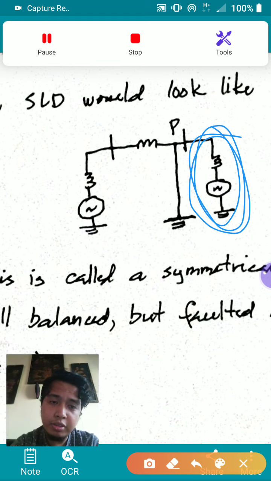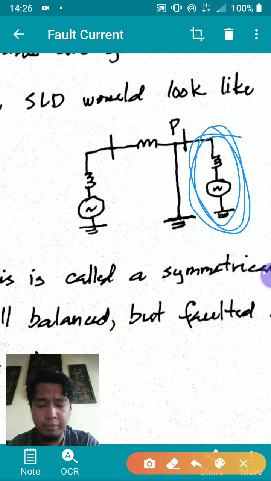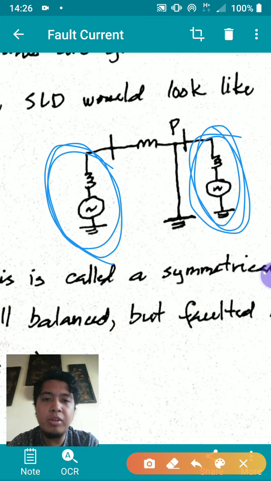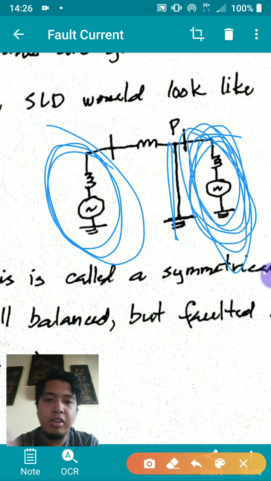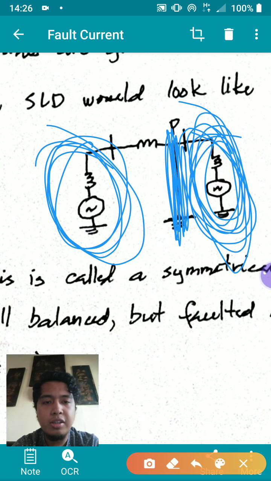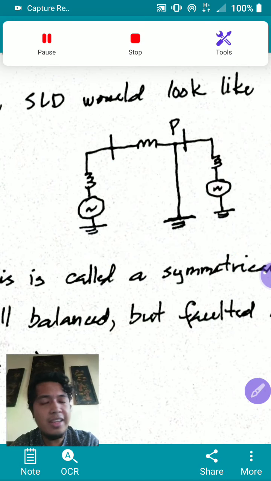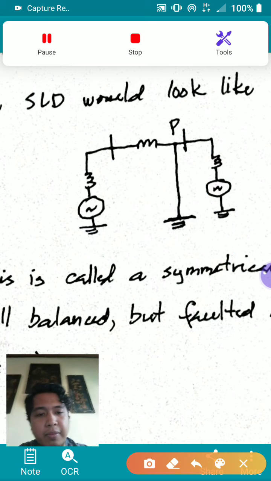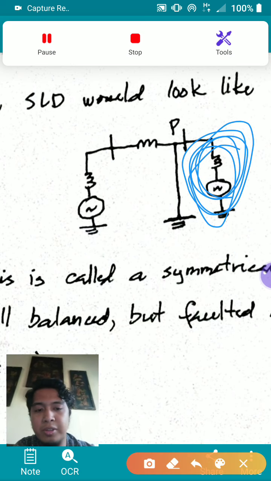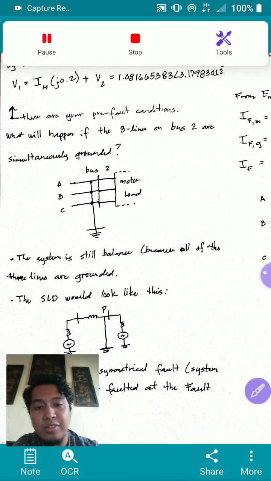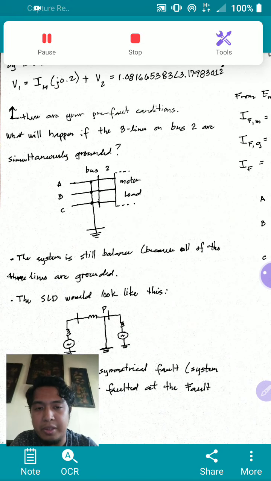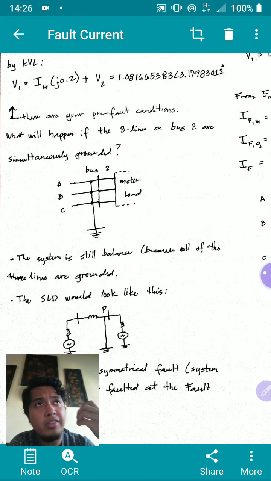When your short circuit happens, your motor is still a machine that converts electrical power to mechanical power. It's still connected to the generator. However, your generator is no longer supplying this motor because it sees this shorted path here. So your generator is no longer supporting this motor. In a sense, this machine is no longer receiving electrical power.